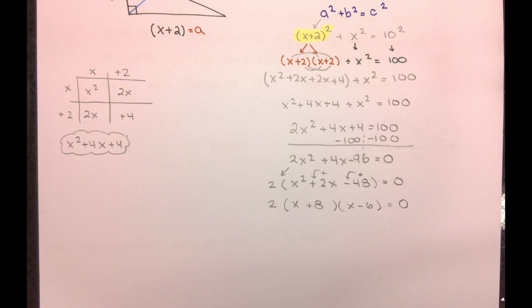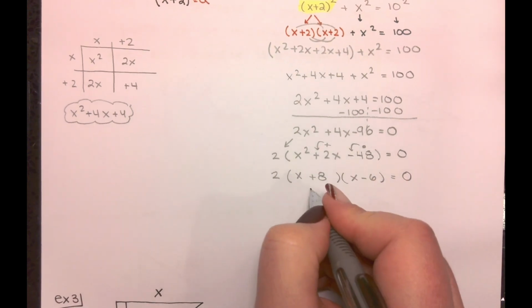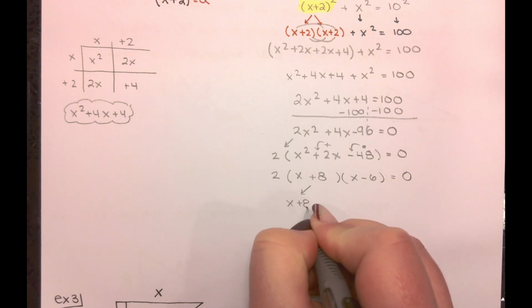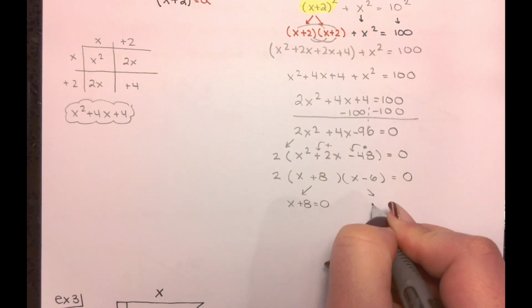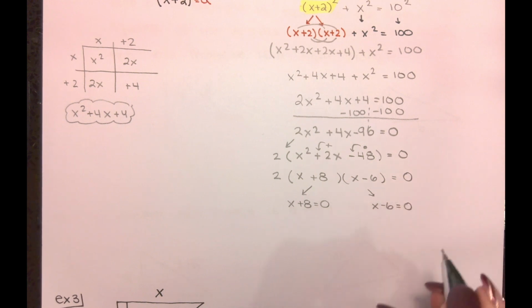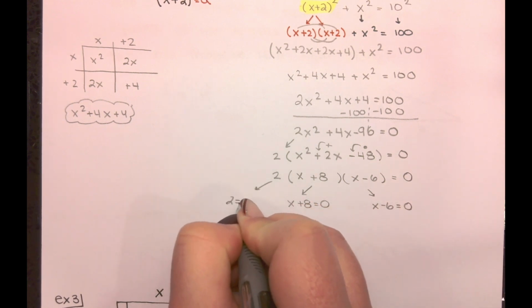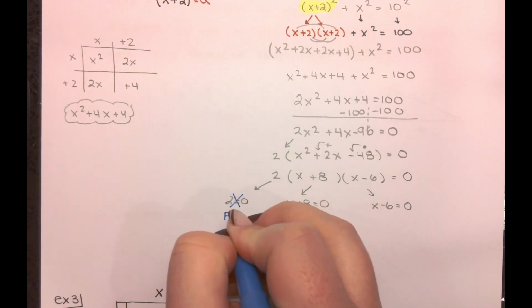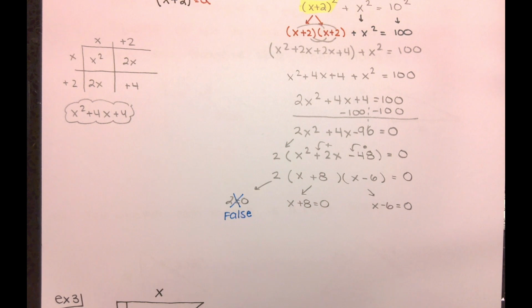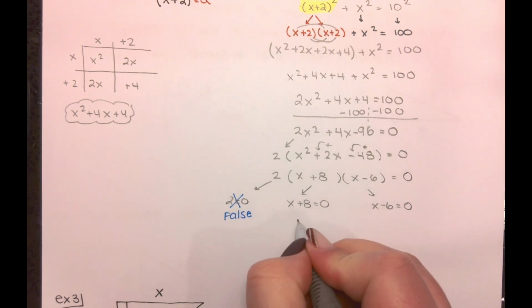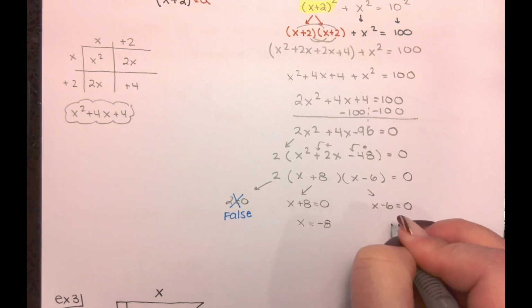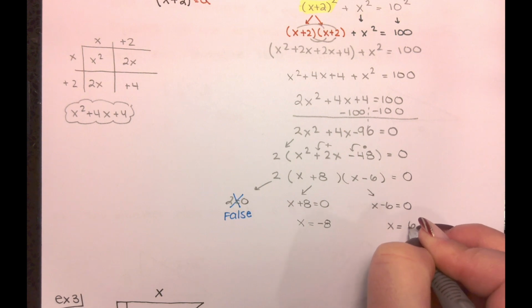Now we're going to be using the zero product property, setting each one equal to 0, and solving for x. Now, if you're choosing to set 2 equal to 0 as well, that's fine. Just note that this is a false statement. 2 is not 0, so we exclude it from participating in our answers. So you have x is equal to negative 8. X is equal to positive 6.